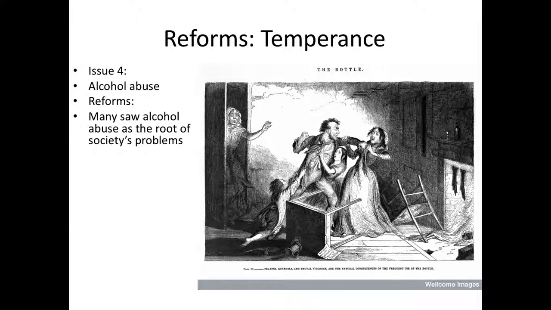And a lot of people said that if we get rid of alcohol abuse, and some people say get rid of it altogether, but at least getting rid of the abuse of it would solve a lot of society's problems. For example, you see in the picture here a man who is physically abusing the members of his family, and if you look at the caption here, it says the bottle. So in the end, the liquor bottle is being blamed for this man's actions.